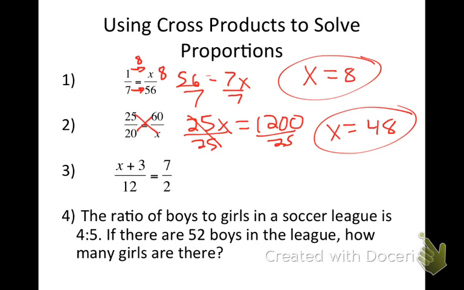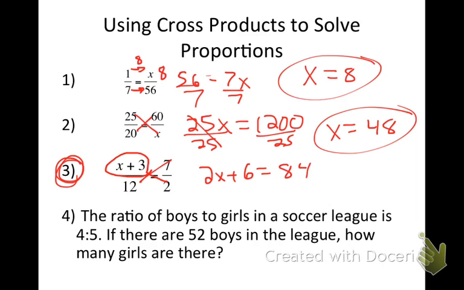All right, 3. Now here's the key to a problem like 3. This is different. I have (x + 3)/12 = 7/2. Cross products, right? Does everybody see the 2? I have to take the 2 times the x plus 3. So what am I going to have to do? I'm going to have to distribute the 2. So that's really going to give me 2x + 6 = 7 times 12, which is 84.